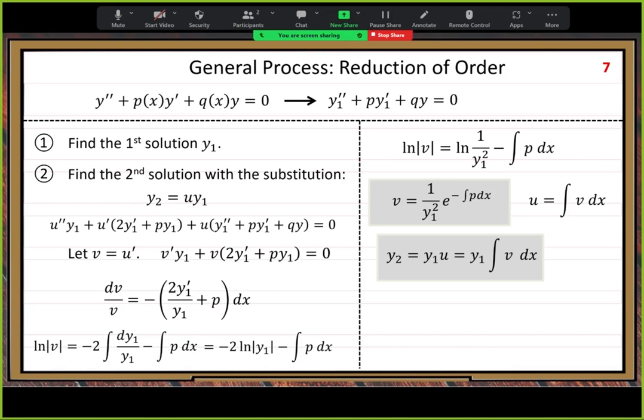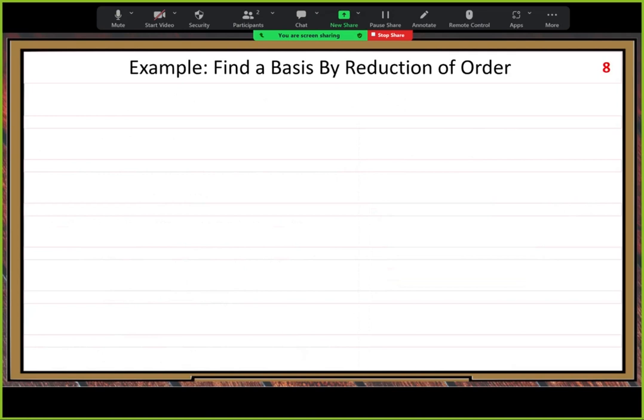Any questions? All right, so we finish this topic. Next, example: find the basis by reduction of order. So let's do the calculation.